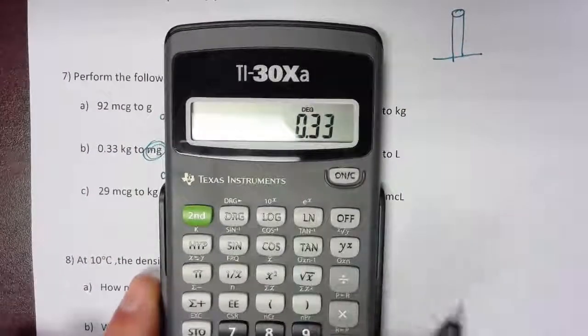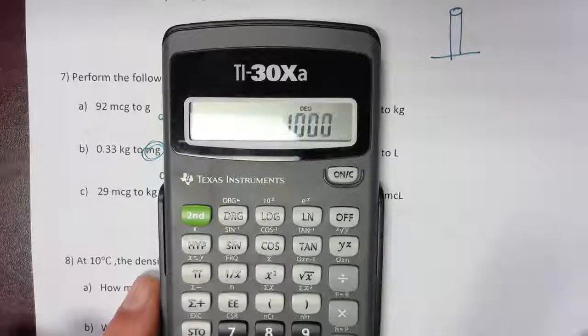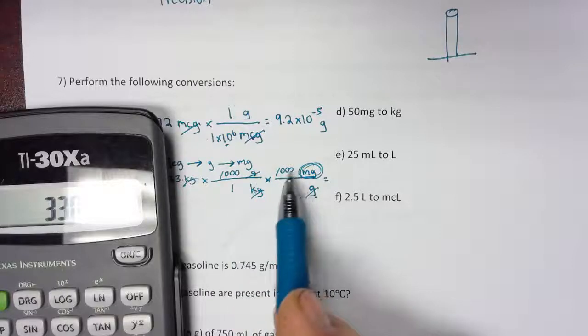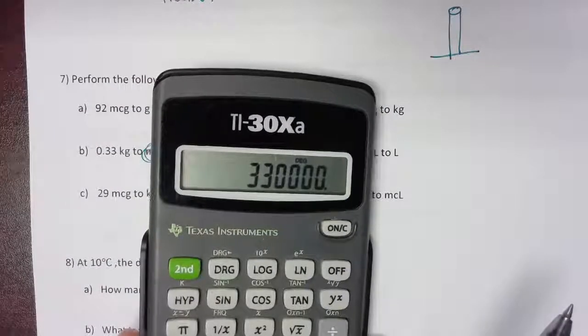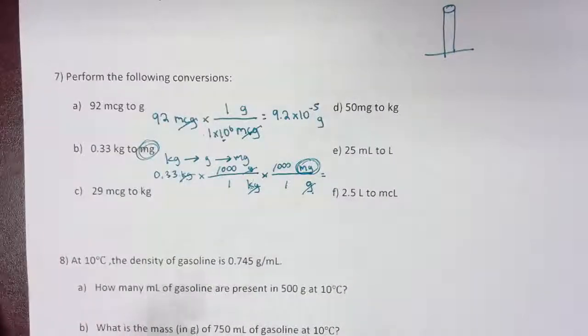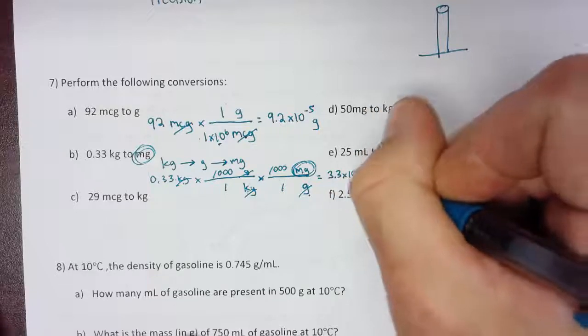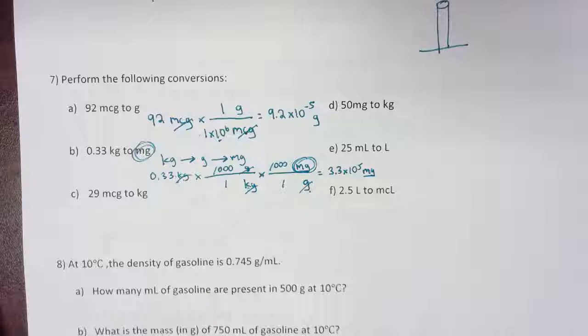And the first thing I need to do is multiply by 1,000, and then multiply by 1,000 again. Okay? Multiply by what's on top, divide by what's on bottom. Since there's only 1 on the bottom, I'm going to multiply and end up with 330,000, or 3.3 times 10 to the 5th milligrams. Remember to put your units.